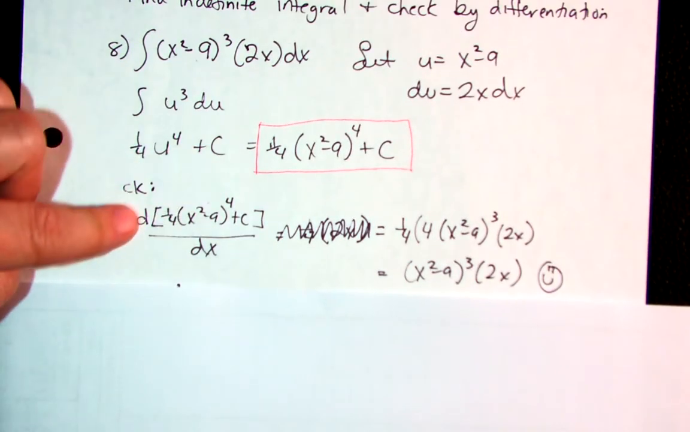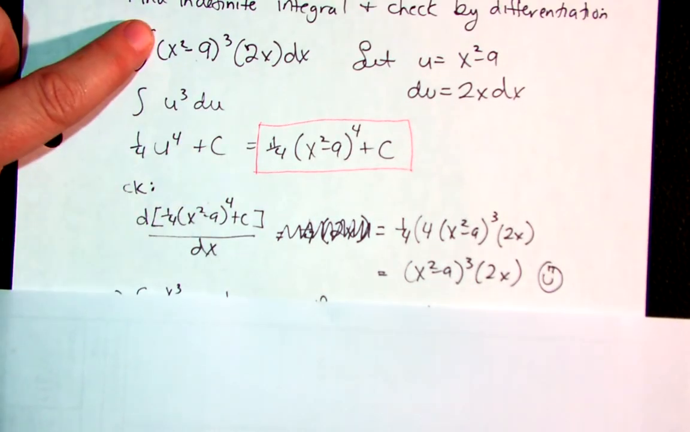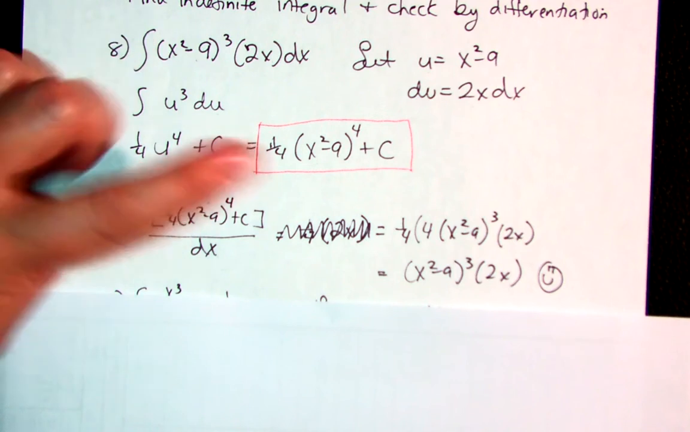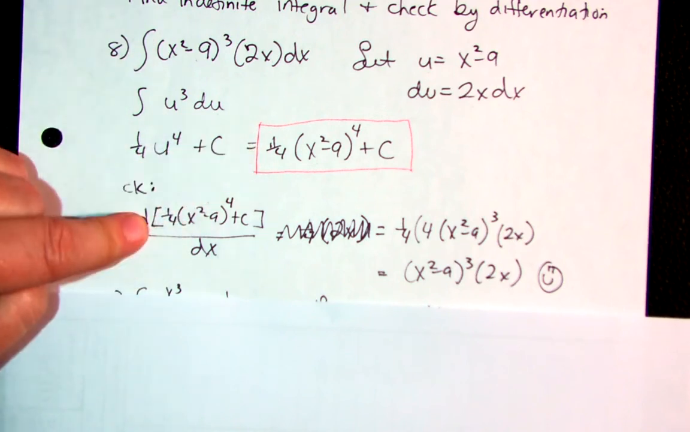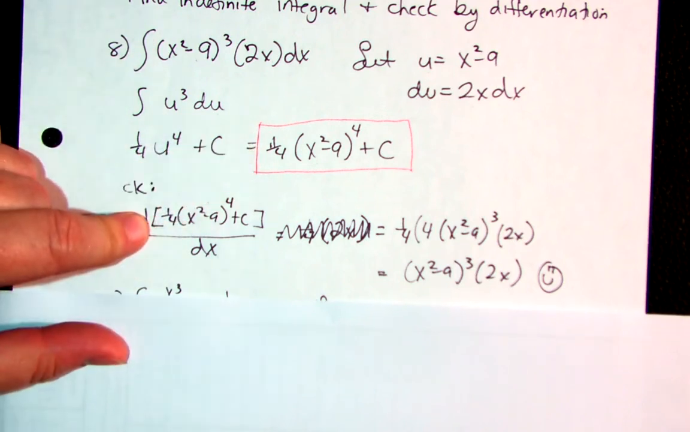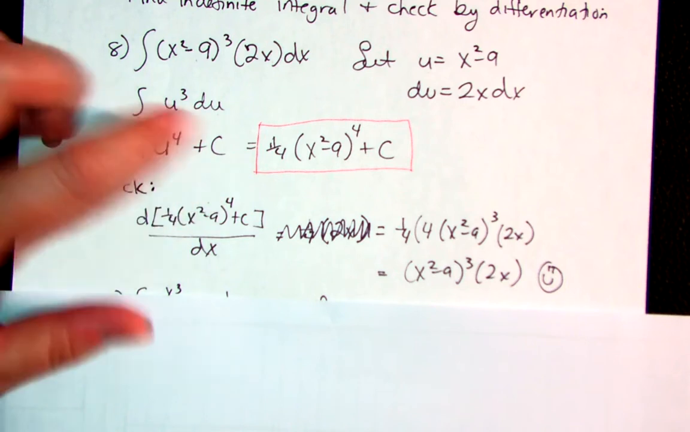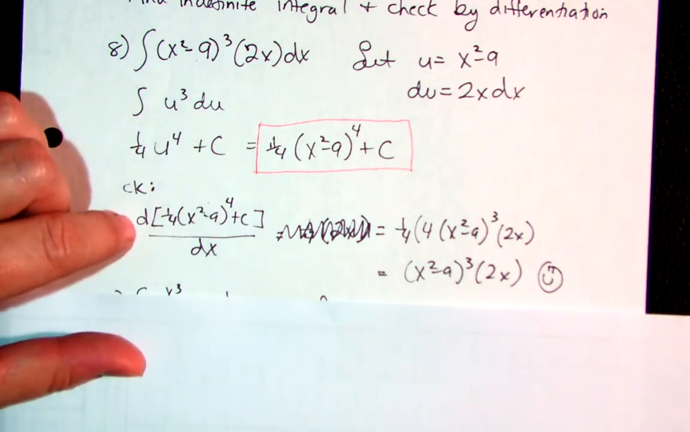Now I'm going to go back and take the derivative to see if I get this again. I'm going to take the derivative of this, which is what I did. So I'm taking the derivative. And please don't forget your plus c. So let's see. What do I do here?